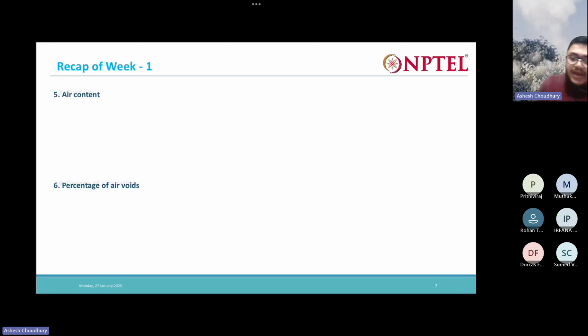Next we have air content. Air content is quite similar to the degree of saturation, but here we have volume of air by volume of voids, which I can write as 1 minus the degree of saturation. Then we have percentage air voids, na, which I can write as volume of air by total volume into 100%.